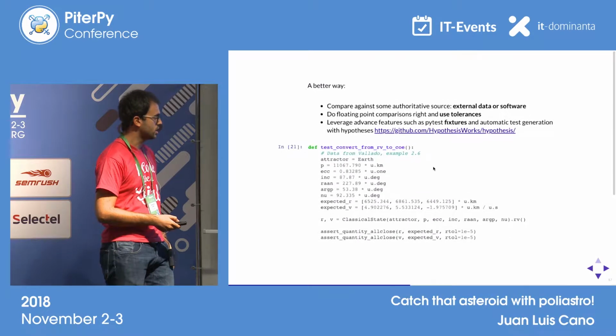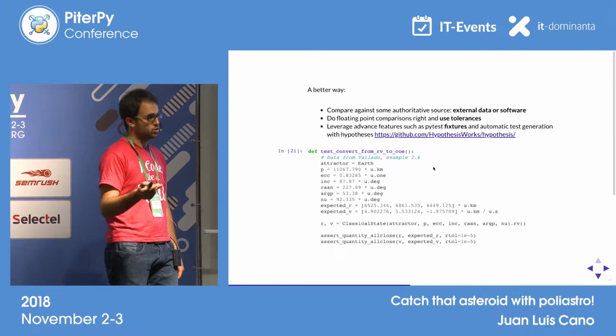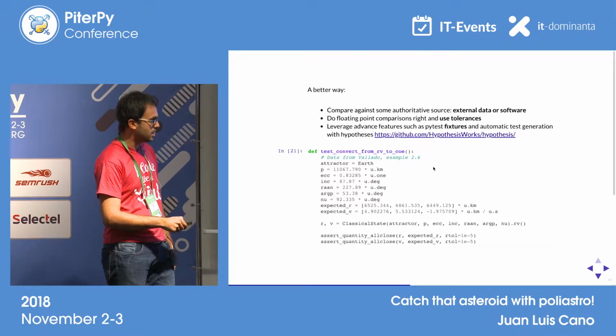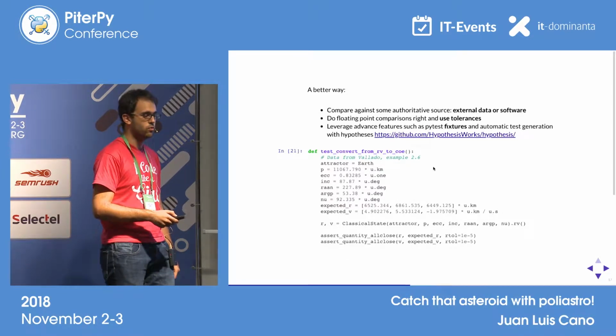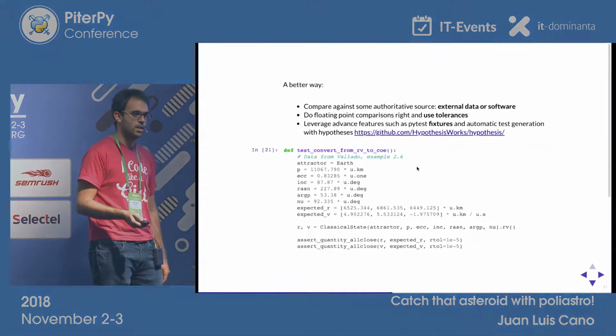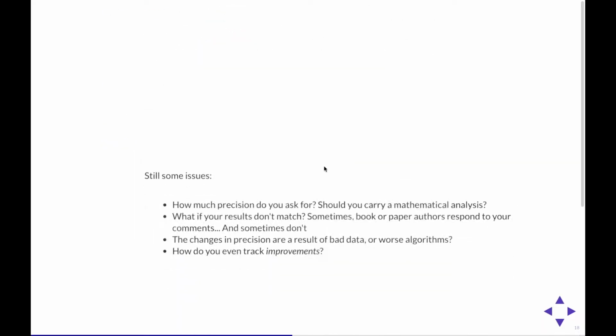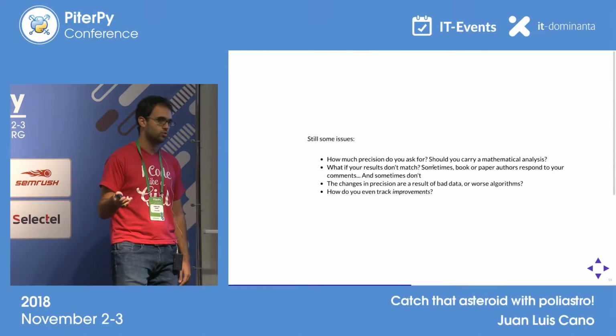Because if you go back to the test, I'm doing an assert here. So if the assert fails, I'm going to have a red flag. But imagine that I improve the algorithm and I go from 1e-5 precision to 1e-10. I'm never going to notice this because the assertion is not going to inform me. So I still don't have an automated tool to track this kind of thing.